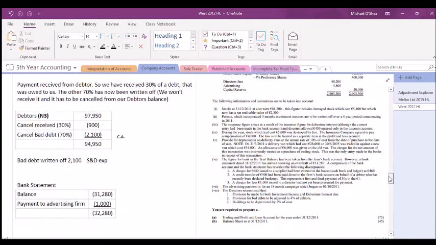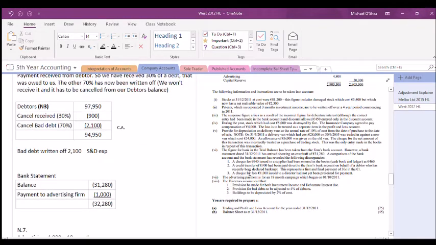The next part of this is a credit transfer of 900 that had been paid directly to the firm's bank account on behalf of a debtor who was recently declared bankrupt. This represents the first and final payment of 30 cents in the euro. This is the same as the liquidator scenario we had in the 2015 MELP question.